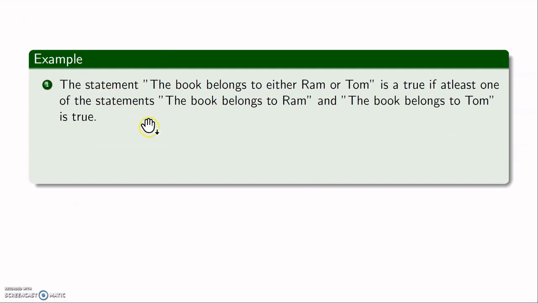Now look at this statement. The book belongs to either Ram or Tom. For this to be a true statement, at least one of the statements, the book belongs to Ram and the book belongs to Tom, must be true.